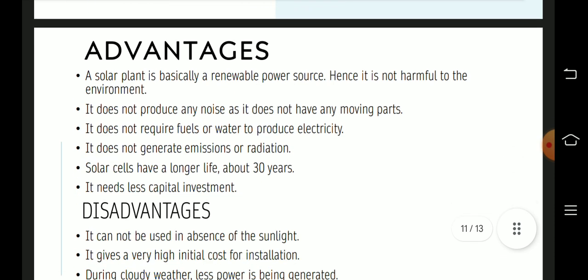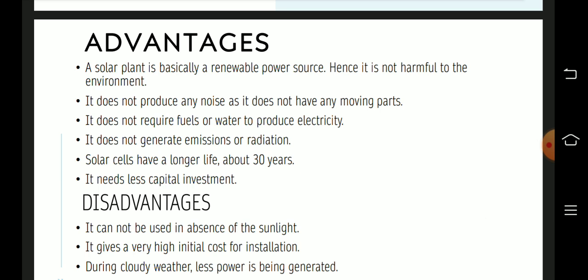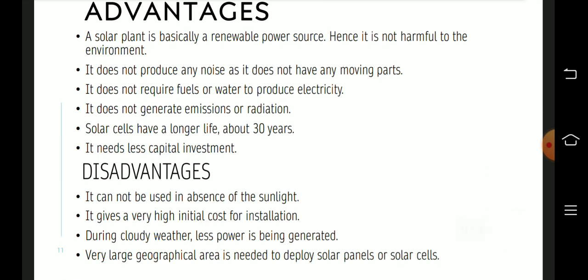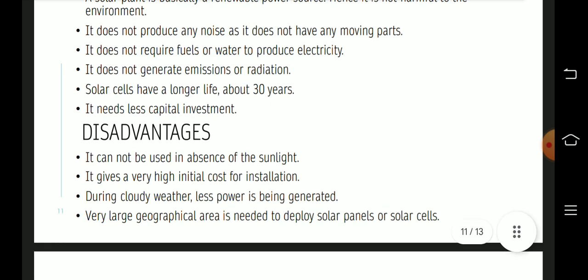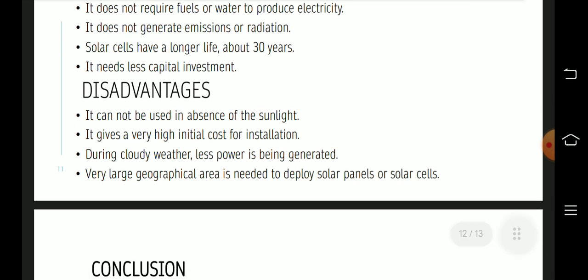Advantages of solar cells: it does not produce noise, as it does not have any moving parts, and it does not require fuels and water to produce electricity. It does not generate emission or radiation, and solar cells have a long lifetime, about 30 years. It needs less capital investment.